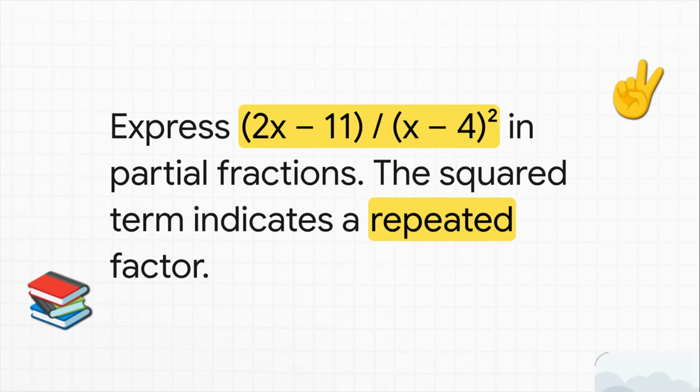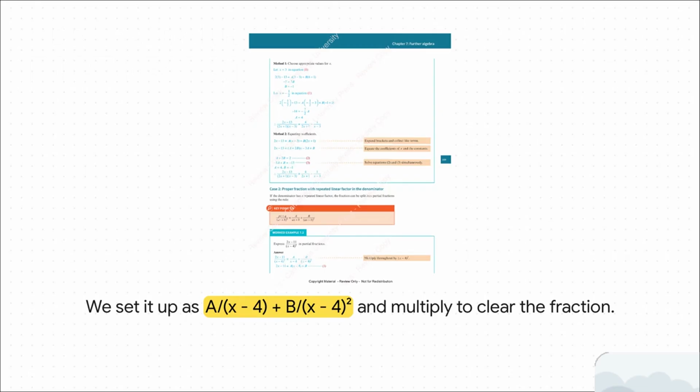Okay, let's put this new rule into action. We've got this new problem from the textbook. The denominator is x minus 4 squared. You see that little squared symbol? That's our giant flashing sign that says, hey, this is a case 2 problem. And just like before, getting the setup right is half the battle. So, following our big rule, we need a piece for x minus 4 and another piece for x minus 4 squared.